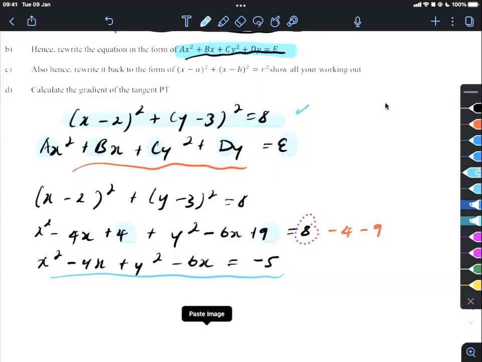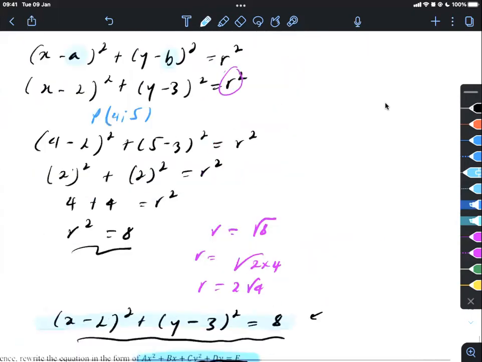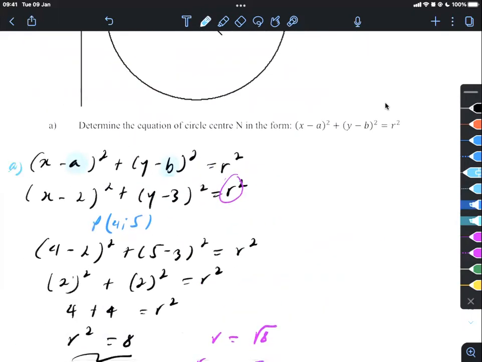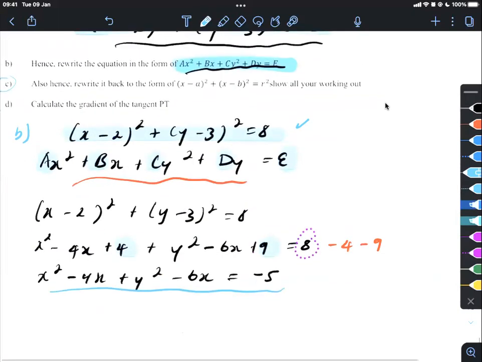All right, so now they're saying also, hence number C, this was number B. This was letter B, excuse me. And the first one was letter A. Okay, so on the letter B, they're asking you also, hence we write back in that form. So like I said, if we did ensure all your workings, if we did work it right, we should be able to get the exact equation that we had initially of x minus 2 all squared plus y minus 3 all squared equals 8. Now, that shouldn't give us a problem at all.